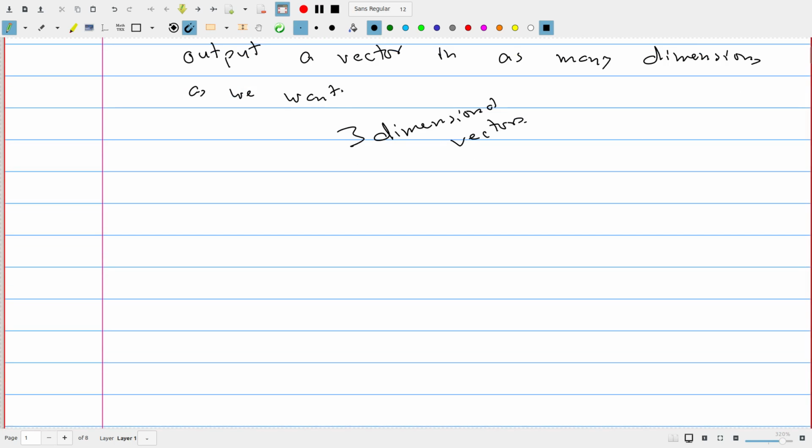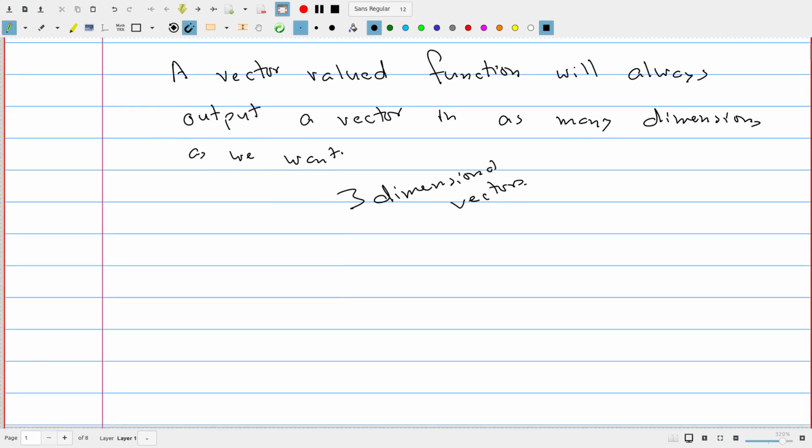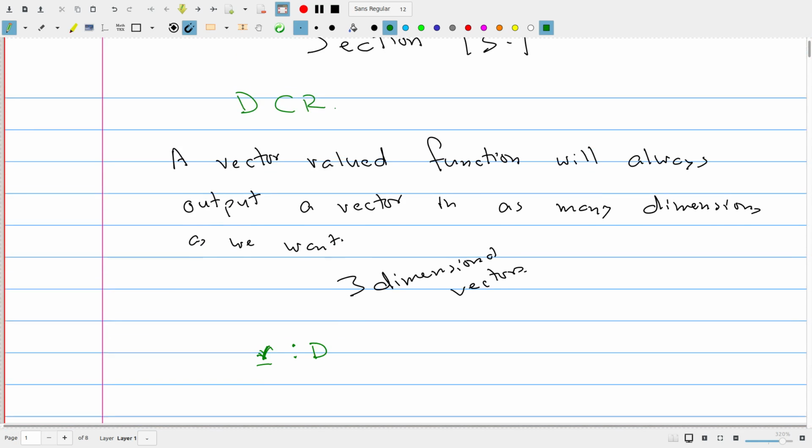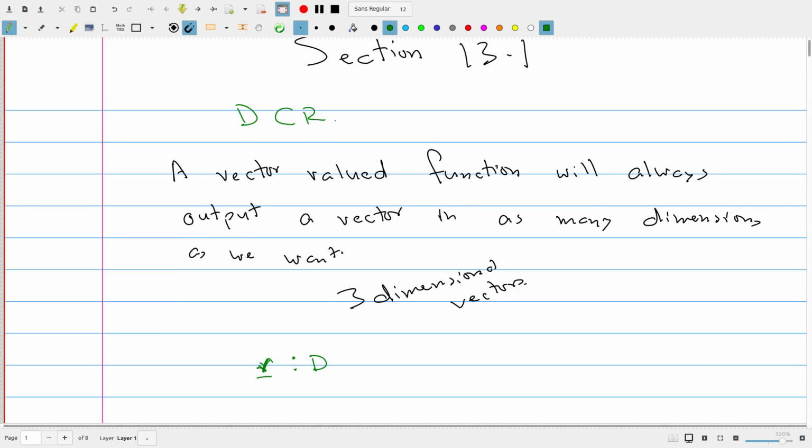So, the vector valued function, let's call it R with an underline underneath it. This is because R is a vector. So it takes in D, meaning D, which is a subset of the real numbers, and outputs numbers in R3. So D is the domain.